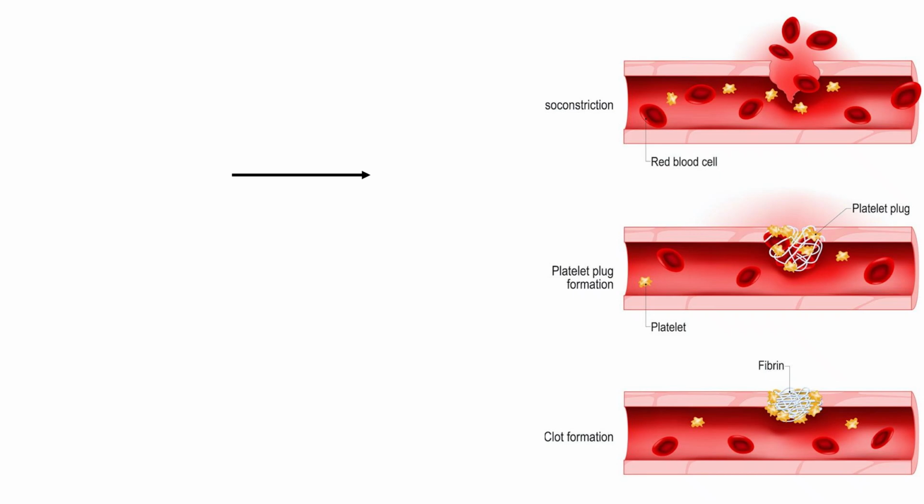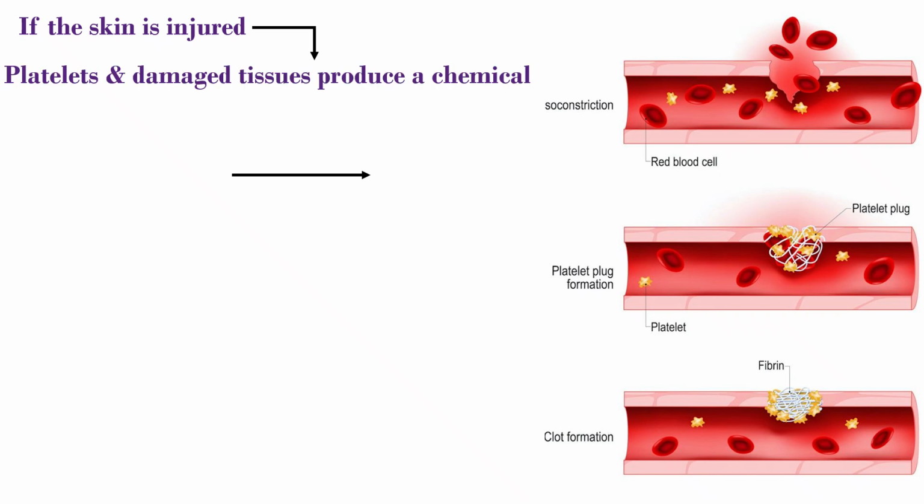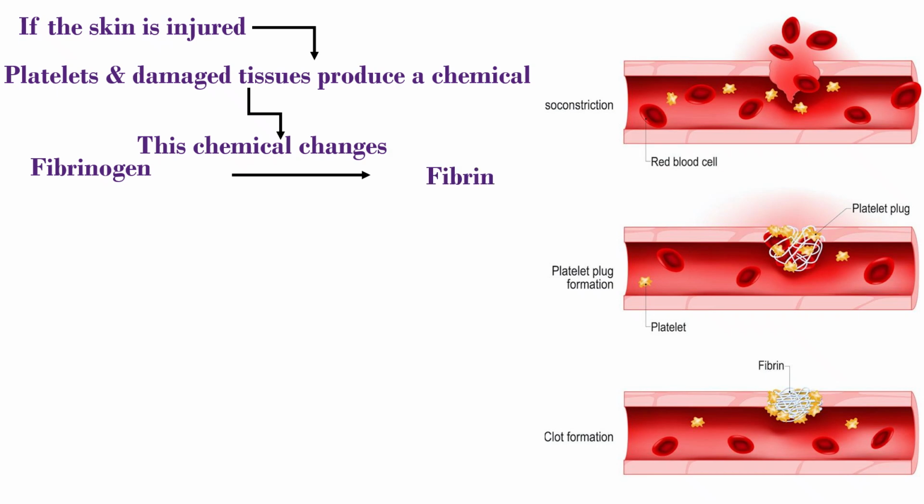Let's summarize the role of the platelets in forming the clot and protecting us against pathogens. First, the skin is injured. This causes the platelets and the damaged tissues to produce a chemical. This chemical changes fibrinogen into fibrin. Remember, fibrinogen is soluble in the blood so that it can flow in the blood, but fibrin is insoluble and it forms this mass of fibers.